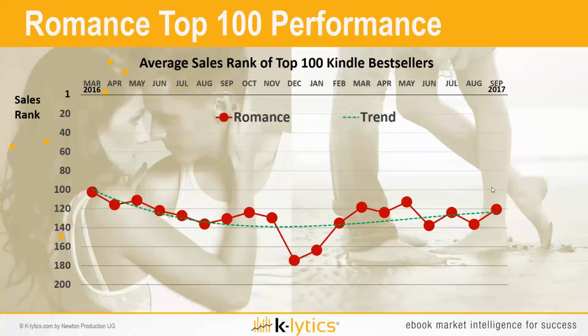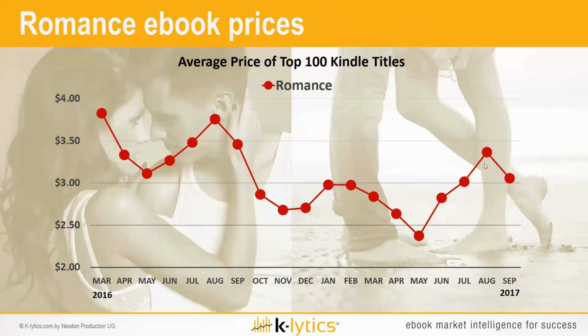In fiction, we see a very stable top performing trend here for the romance category, very high up there, the average sales rank across the top 100 titles here scratching at the 100 mark again, which is extremely good. Prices have recovered to just above $3 again, which is good news. The overall long-term trajectory trend here is slightly downwards though, which you have to take into account.